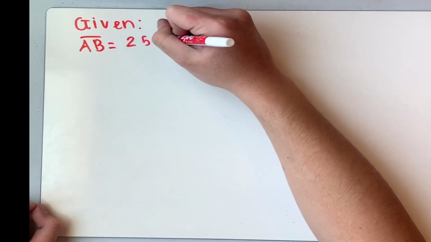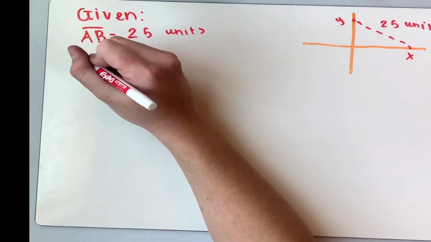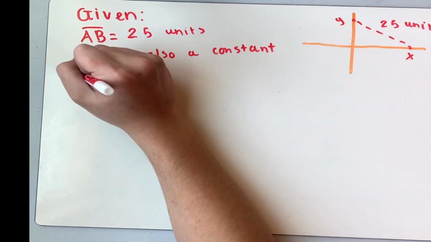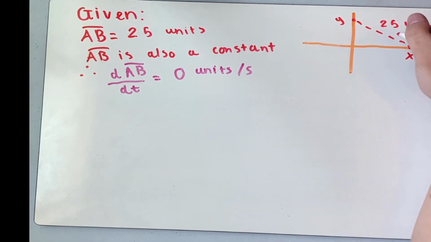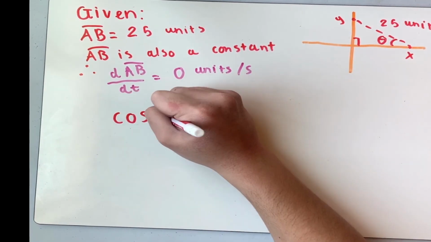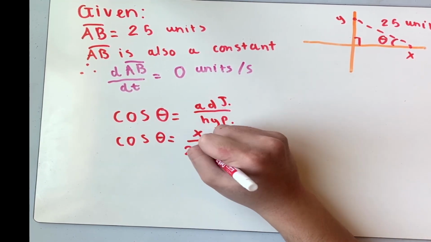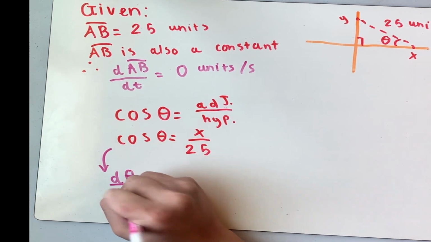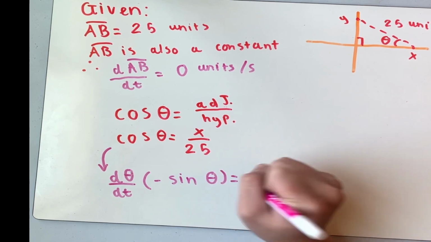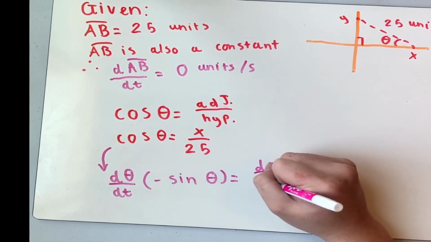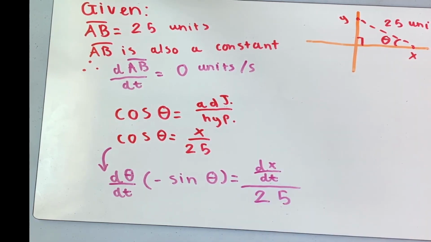We know that the hypotenuse, or line AB, has a length of 25 units. But line AB is a constant, so we know that dAB/dt is going to equal 0 units per second. We can use basic trig identities to help us solve the problem. We can use cosine since the hypotenuse was already given to us, which is the distance between point A and B at 25 units. Then we can take the derivative of the equation, which gives us dθ/dt times negative sine θ, which is equal to dx/dt over 25. And since we already know dx/dt, we can substitute it in.